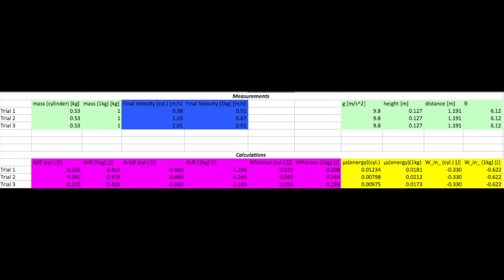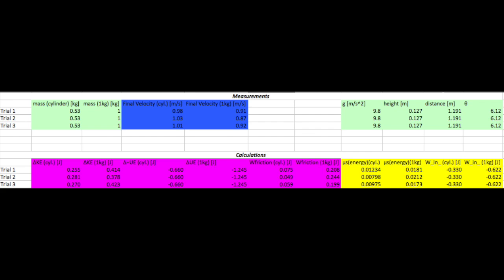Here we have the data spreadsheet for our lab. The data points highlighted in green are things that were kept constant throughout the experiment, except for the object being rolled, of course. And in blue, we have the data points we pulled off of the iPad graph, the final velocities for each trial. In pink, we have the calculations done, showing the transfers of energy.